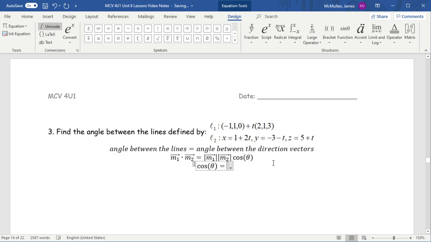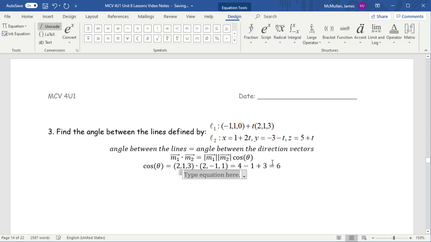Okay, let's dot the vectors. So M1 is 2, 1, 3. We want to dot that with M2, so it's 2, 1, 3 dot 2, negative 1, 1. And that would be equal to 4 take away 1 plus 3, which is equal to 6.